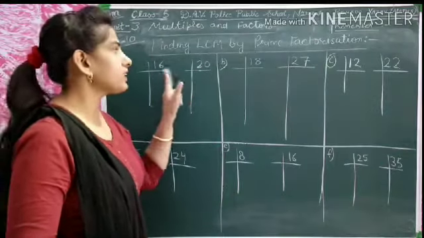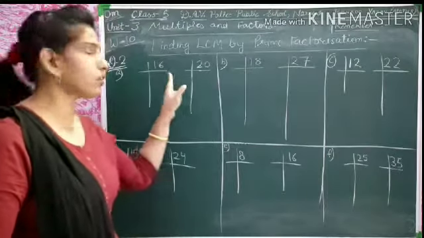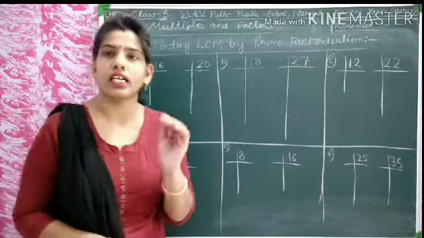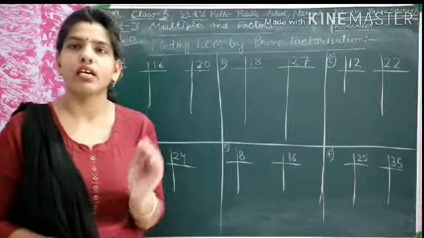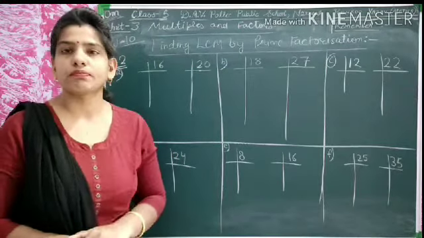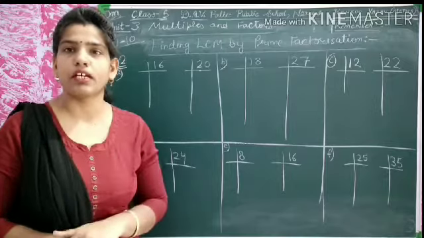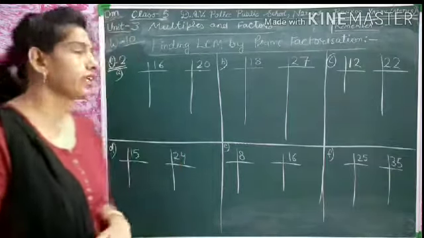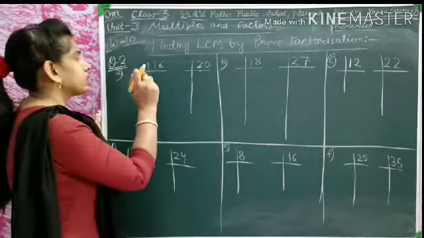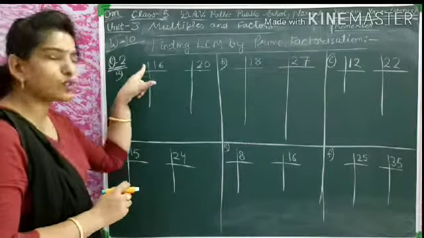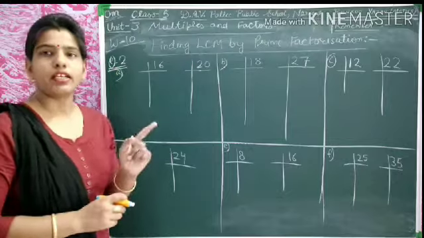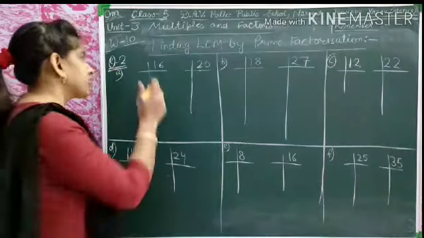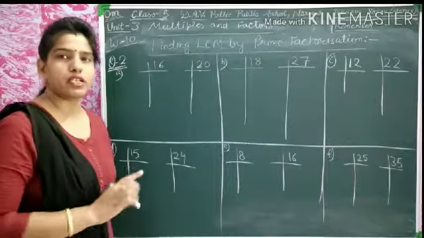Let's see question number A. There are two numbers, 16 and 20. We have to find the least common multiple of both the numbers, 16 and 20. First we have to divide the number by the smallest prime number if it can divide. The smallest prime number is 2.